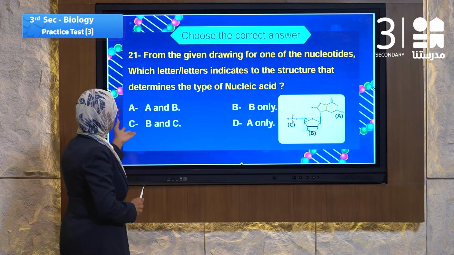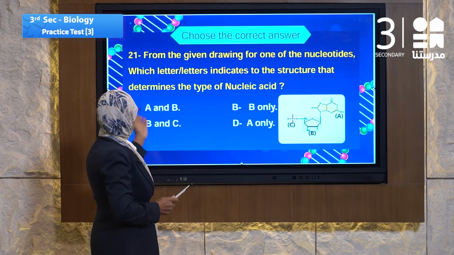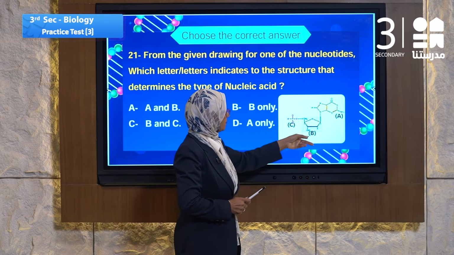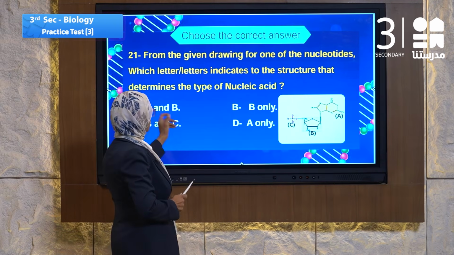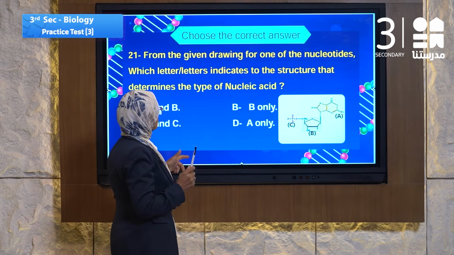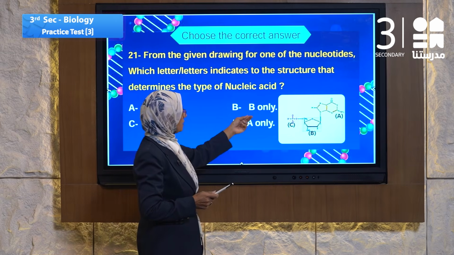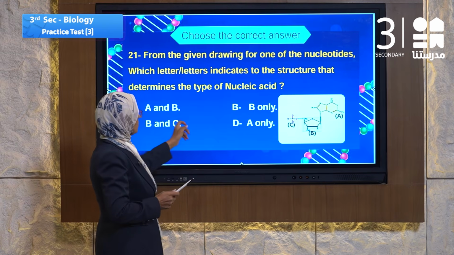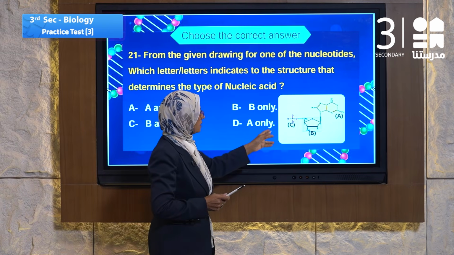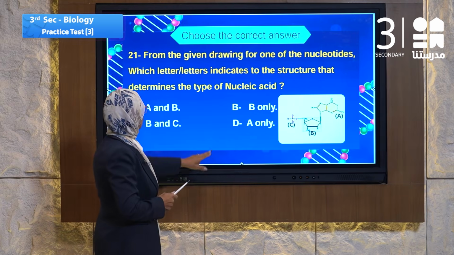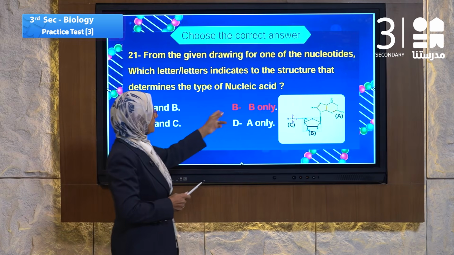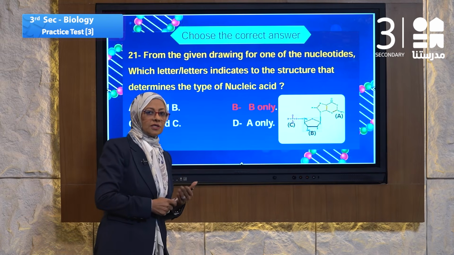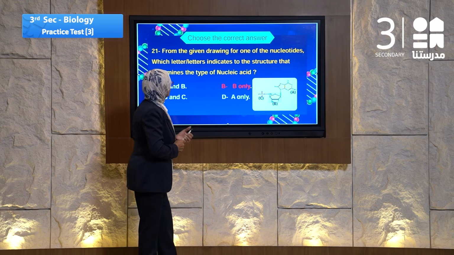So let's read the choices and decide. A and B, A and B, it will determine the nucleic acid. B only, B and C, or A only. To determine the type of the nucleic acid, it will be B only, because the deoxyribose sugar or ribose sugar determines the type of nucleic acid.